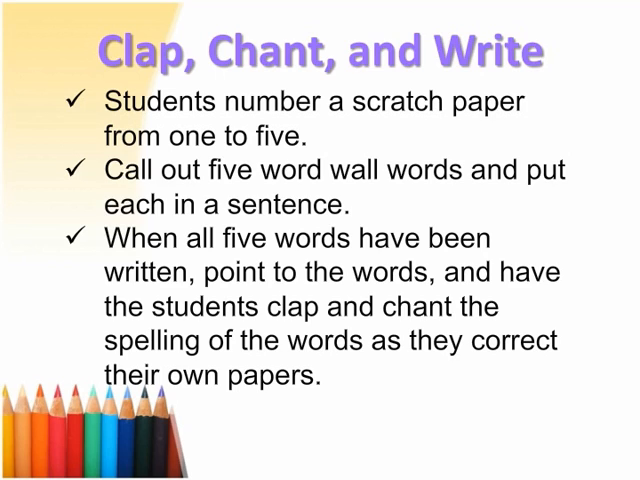For clap, chant, and write, what the students do is write the numbers from 1 to 5 on a piece of paper. You call out the 5 word wall words and put them in a sentence. When all 5 words have been written, point to the words and have the students clap and chant the spelling of the words as they correct their own papers.